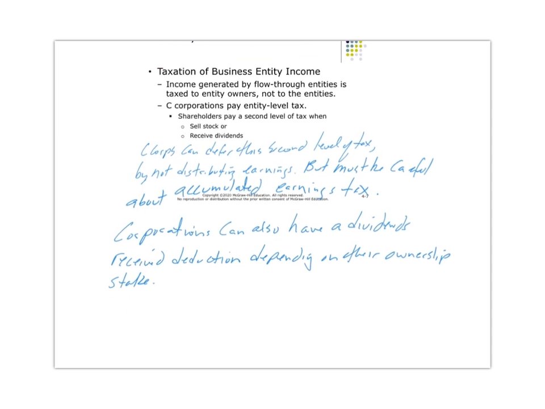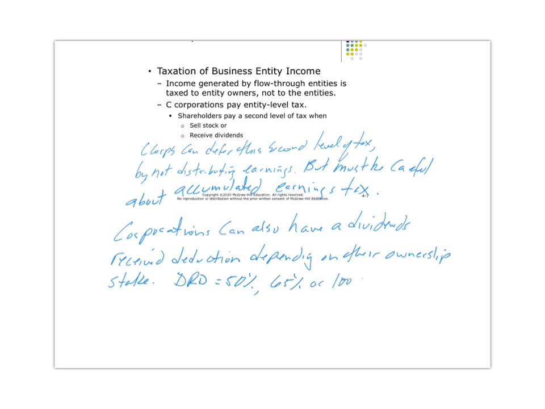Depending on their ownership stake. And remember, the dividend received deduction is 50%, 65%, or 100%, depending on their ownership percentage.